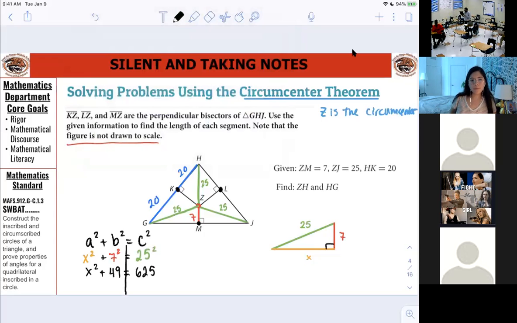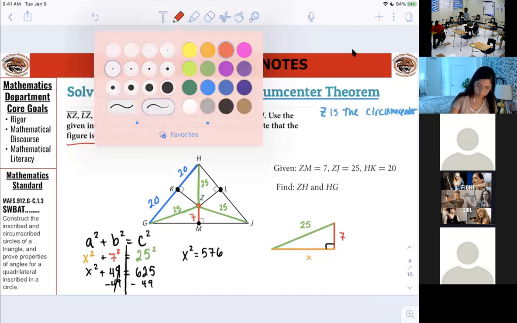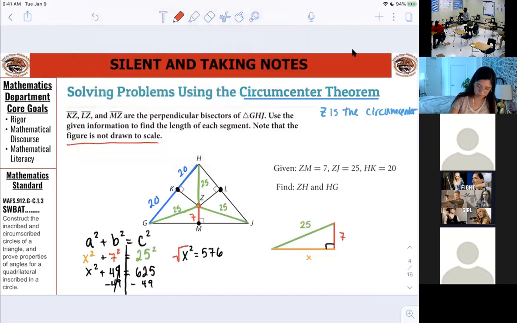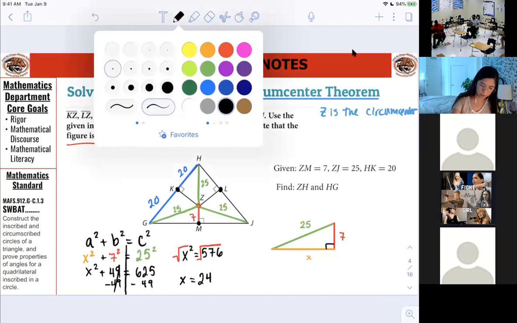So then I subtracted 49. And I got, I don't remember what I got, wait. Minus 49. So 576. And then I took the square root, and then that gave me 24. Beautiful. That is exactly correct. Those are the perfect exact steps that we got to take to get our final answer of 24.